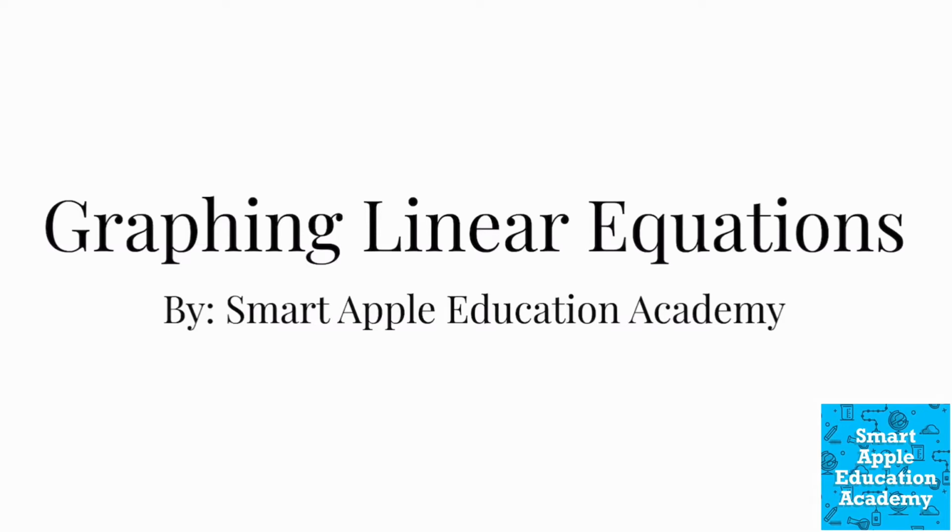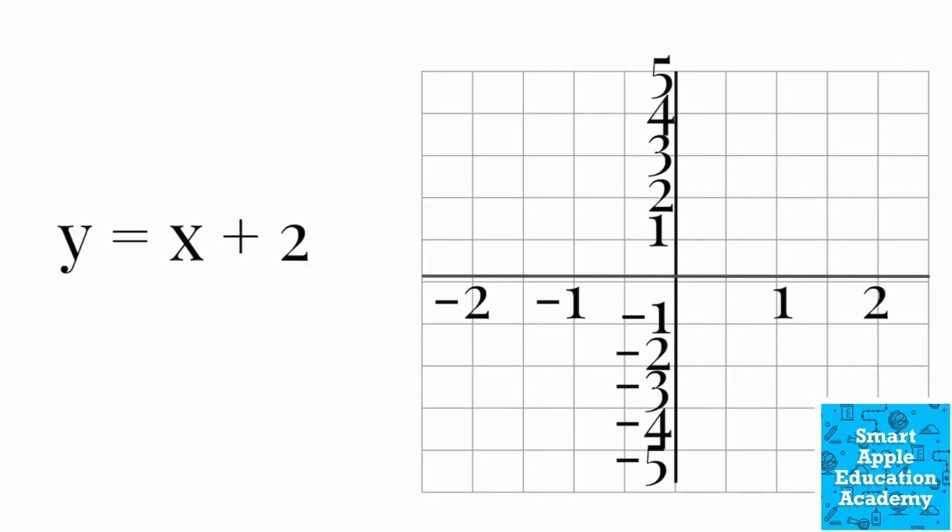Now, let's get started. The linear equation that we are going to graph is y equals x plus 2. As you can see, a coordinate grid is already set up next to the equation. So what's the first step that we should take? Let's look for the y-intercept.